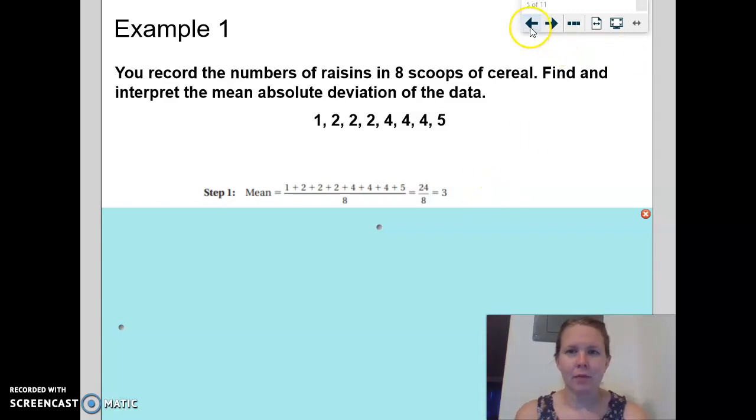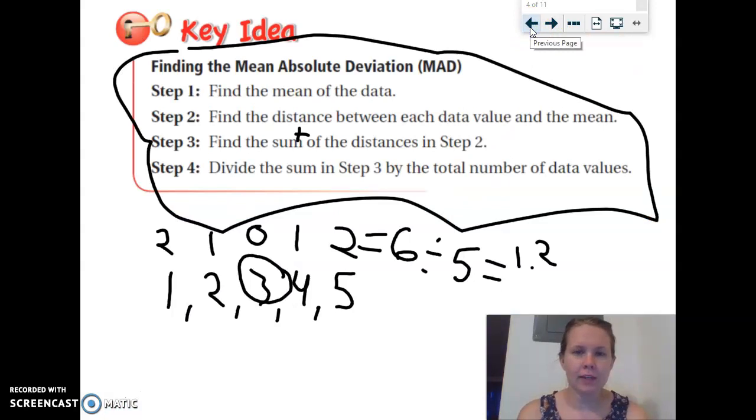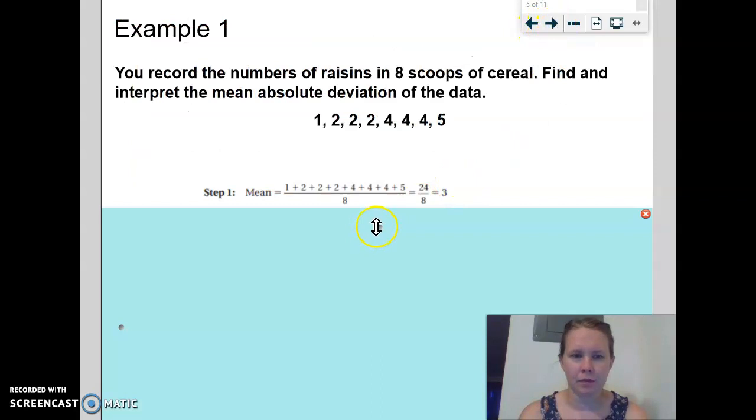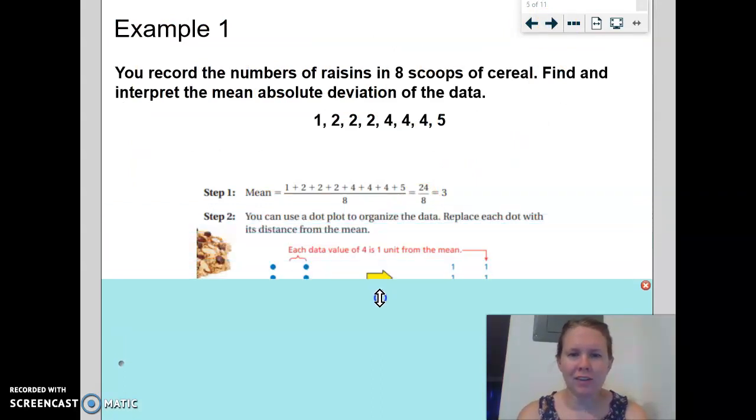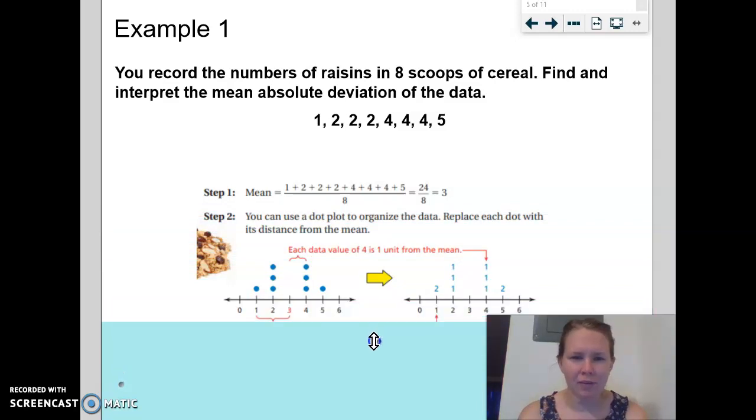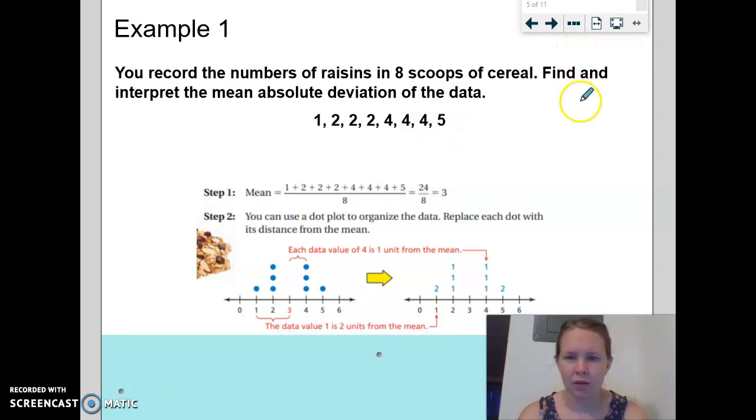Okay. Step number 2 is find the distance between each data value and the mean. They say you can do a dot plot. I'm not a big fan of doing that, but if that's going to help you visualize it a little bit better, you can do that. I'm going to show you with my pen here how I would kind of think of that.